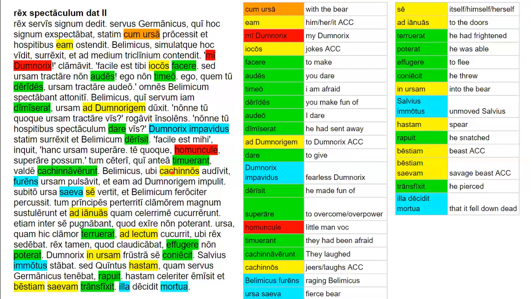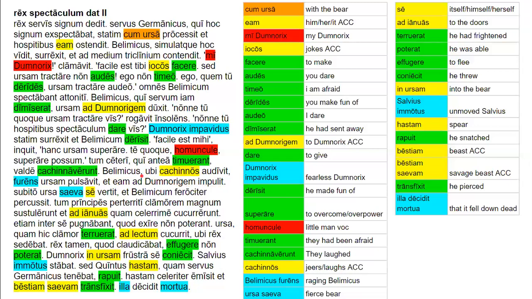Bellimicus ubi cachinnos audivit, furens ursam pulsavit, et eam ad Dumnorigem impulit. So Bellimicus, when he heard the laughter, the laughing, raging, punched the bear. So he, raging, punched the bear and impelled, so pushed it towards Dumnorix.